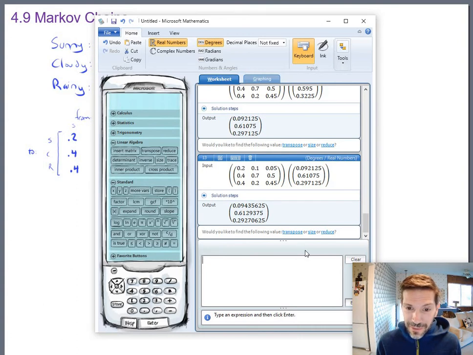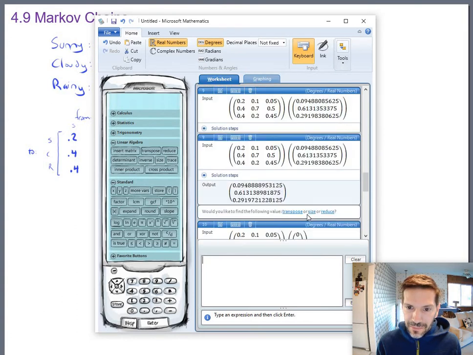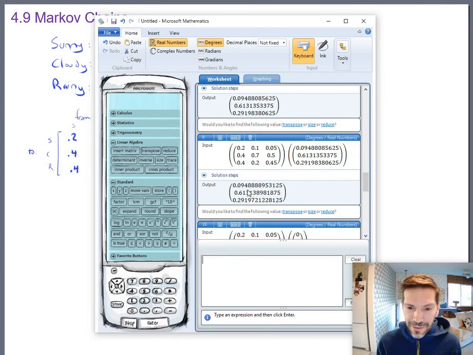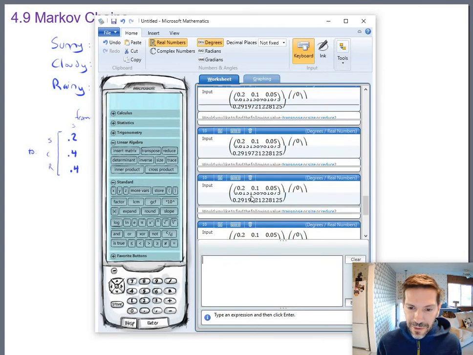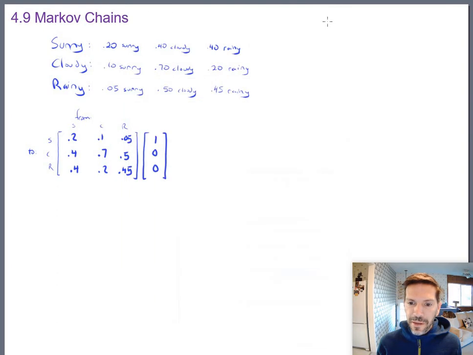Even though we started with a rainy day, we are already getting pretty close to our steady state from before. About 9.5, 61, and 29. Turns out the steady state vector does not depend on the starting conditions. You'll always end up balancing out at the same behavior long term. So we need to find this steady state vector in a more efficient way.